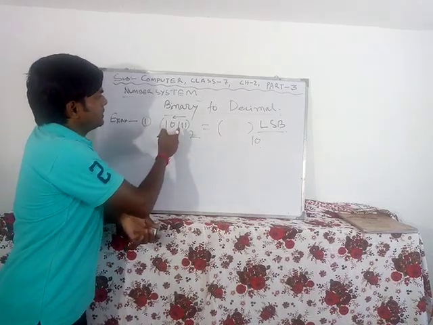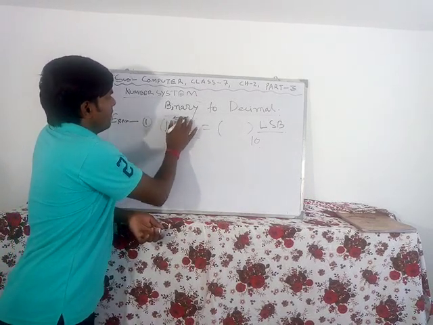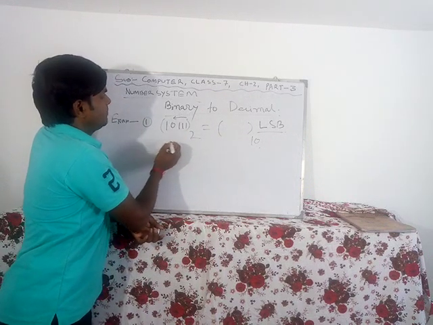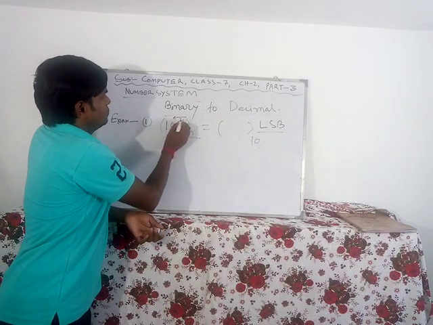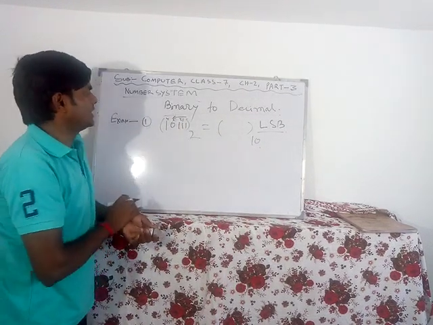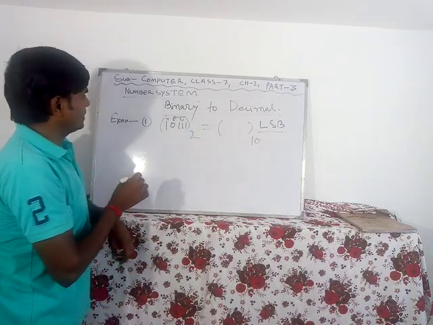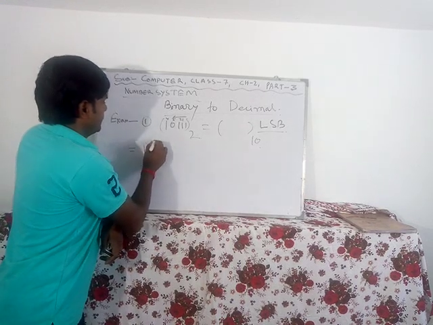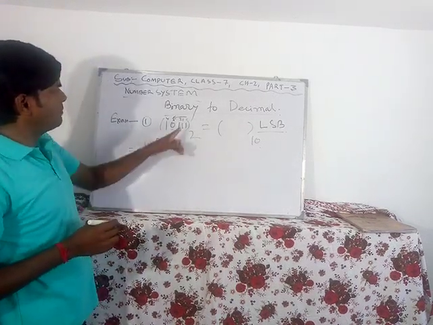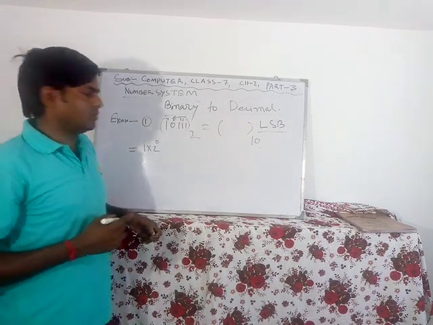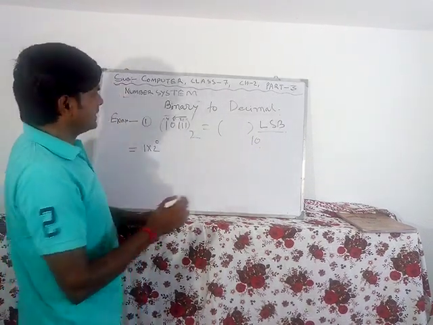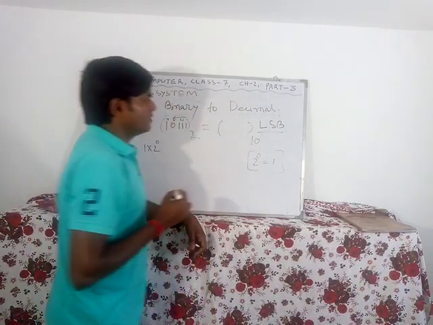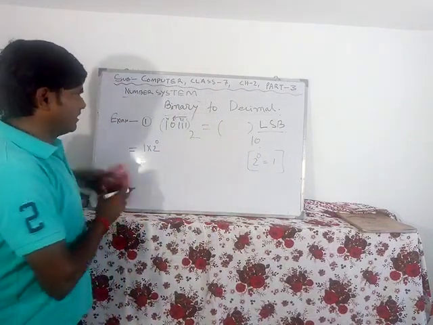The power value will be counted like that only. The first digit has power 0, the second digit power 1, then 2, then 3, then 4. Clear? So first we take 1 into 2 to the power 0. Why 0? Because we are applying the LSB method. And we know that 2 to the power 0 equals 1.